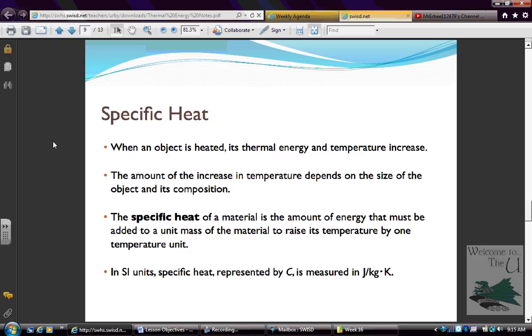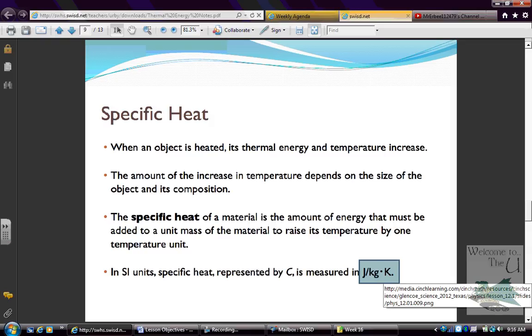Okay, so specific heat is going to be an important topic to talk about now that we know how thermal energy is transferred from different objects, because specific heat of a material is the amount of energy that must be added to its unit of mass to raise its temperature, which means that different materials have different specific heats. Water has a very high specific heat compared to different types of metals. Metals have a very low specific heat because they tend to transfer heat energy very easily. It's going to be important that you know that the SI units for specific heat are joules over kilograms times Kelvin.